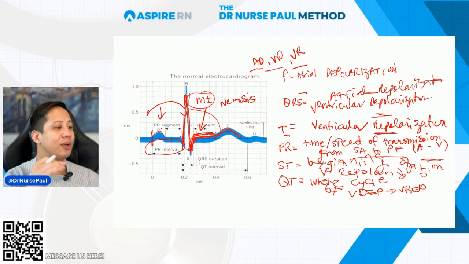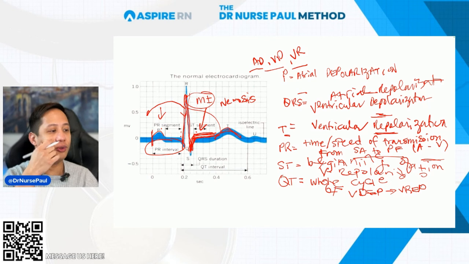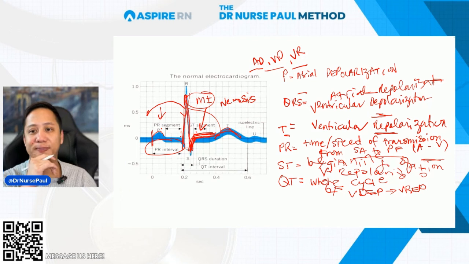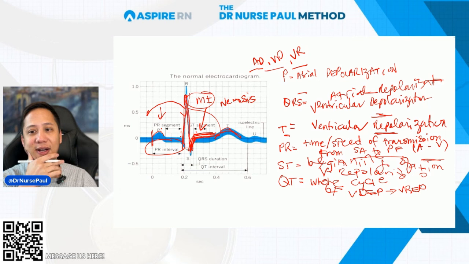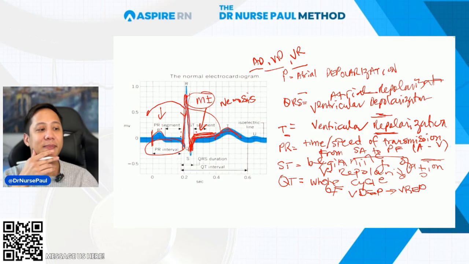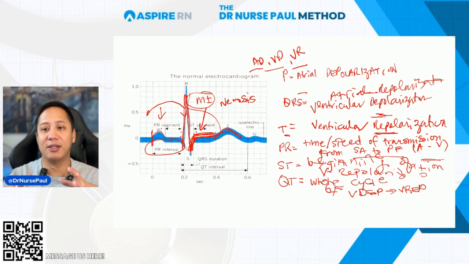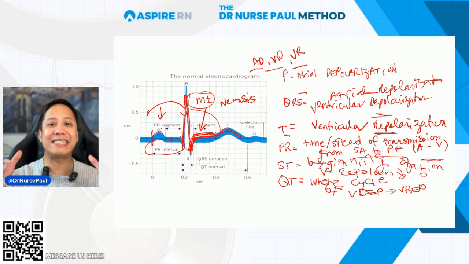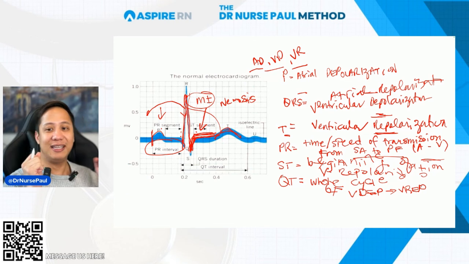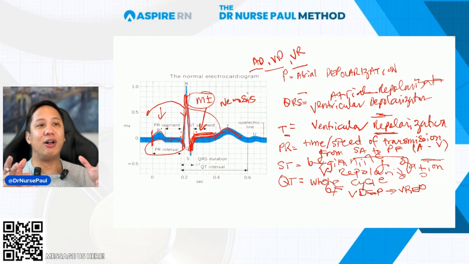Which one talks about ventricular repolarization? Arnold, change your answer. Jacqueline, change your answer. It's on the screen, the keys are on the screen. No, guys, I'm talking about ventricular repolarization itself, not the beginning, all right? Ventricular repolarization itself is the T wave. You got it? T as in tango.